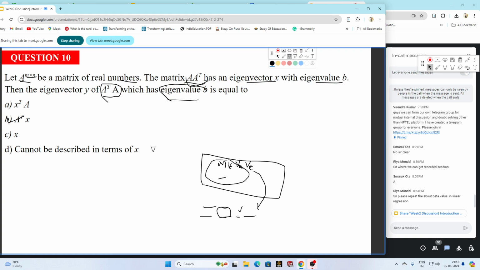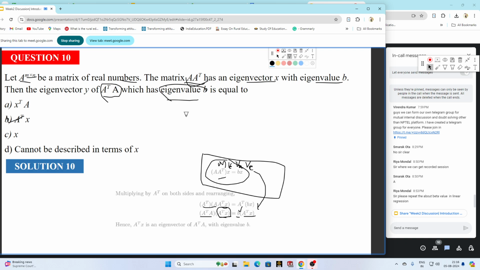Let A be an n cross n matrix of real numbers. The matrix A transpose A has an eigenvector x with eigenvalue b. Then the eigenvector of A A transpose which has eigenvalue b is equal to what? Now they have given a matrix and an eigenvector as well as an eigenvalue for it. For another matrix, they have given only the eigenvalue and asked what the eigenvector is.